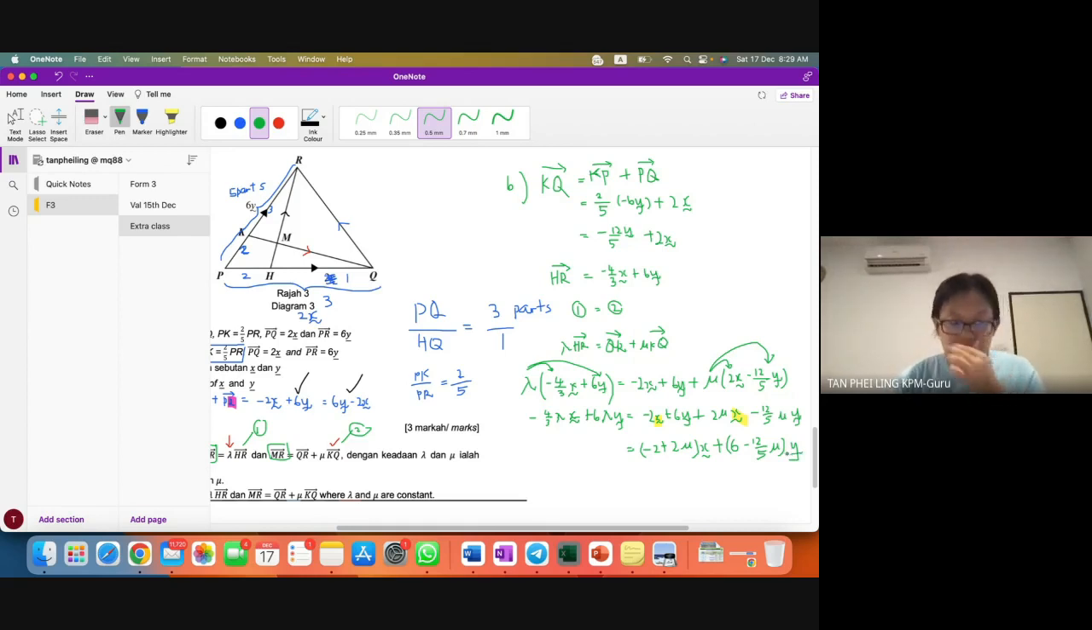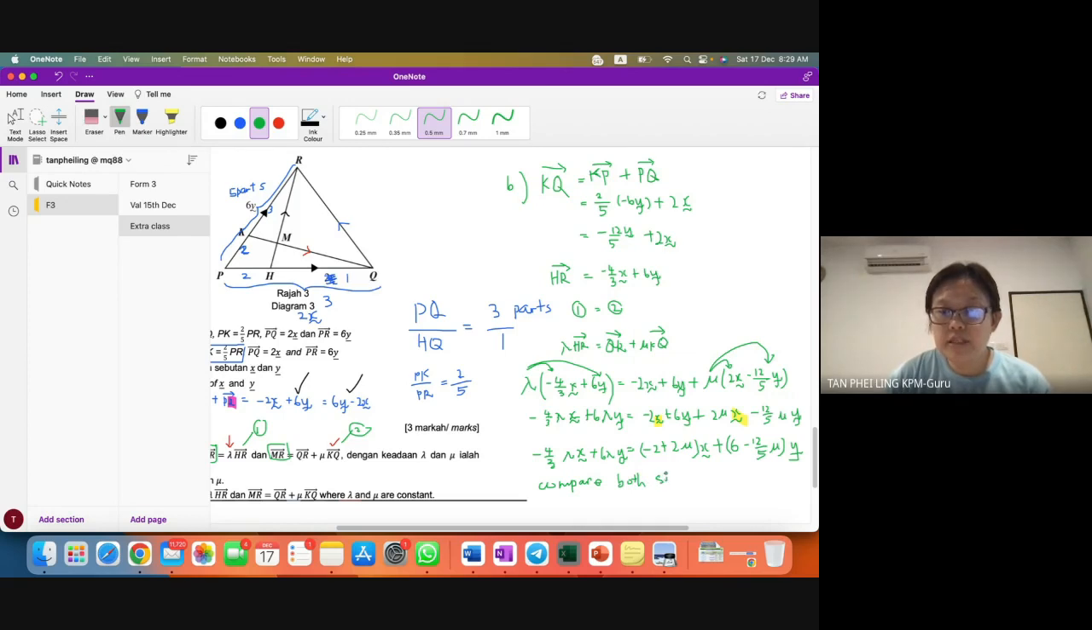Okay, then here continue. So now you can see that both sides you only have one vector x, both sides you have only one vector y, which tells you that now we have to compare, right? So compare both sides.